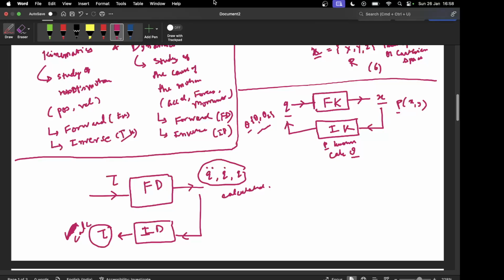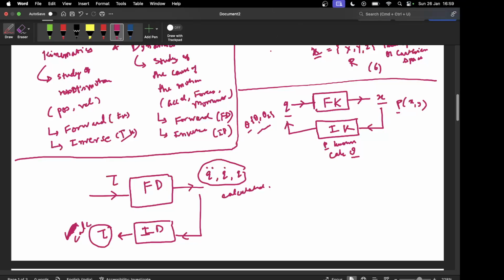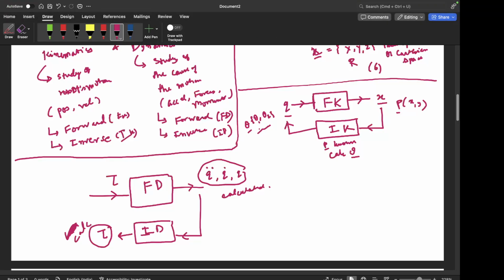So any questions at this point in the forward and inverse problem, especially in the dynamics part? Okay, so I will not start anything new at this point. I will just quickly summarize what we have discussed in this session.